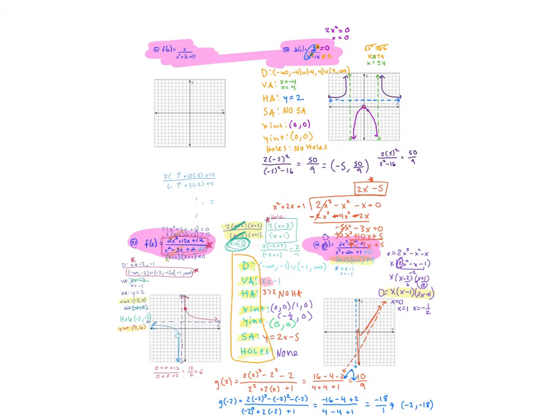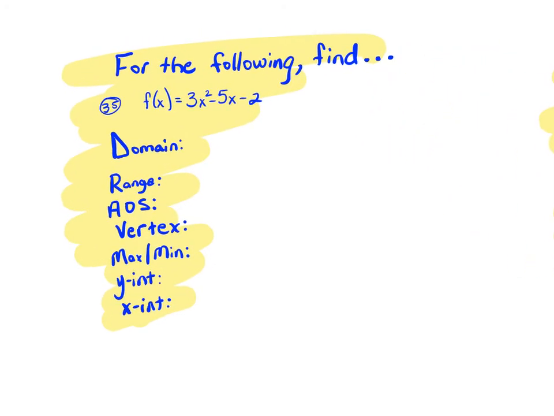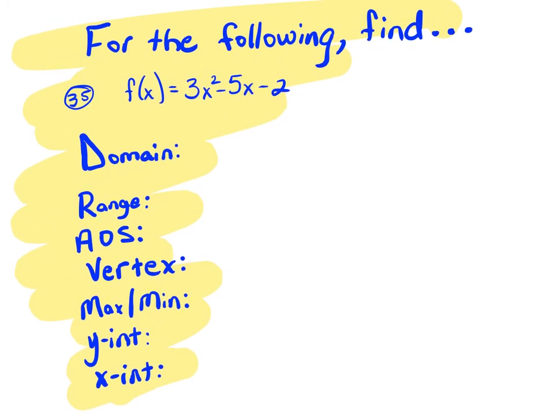So let's take a look at 35. For the following, find the domain, range, axis of symmetry, vertex, max and min, y-intercept, and x-intercept. So let's start with our domain. What's our domain going to be here? All real numbers. Anytime we have a parabola, it's all real numbers. So in interval notation, it would be negative infinity to infinity.